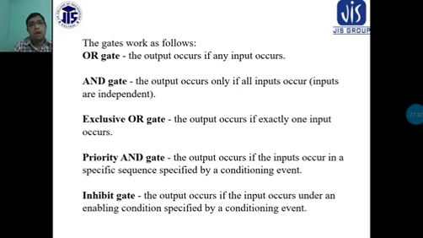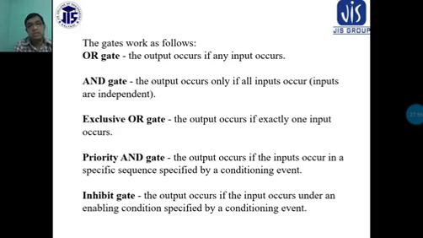Suppose you are given this OR system, then this will be found as the output, and this is called the OR gate. And the AND gate: the output occurs only if all inputs occur. The inputs are independent, and the output is found according to the independent inputs.